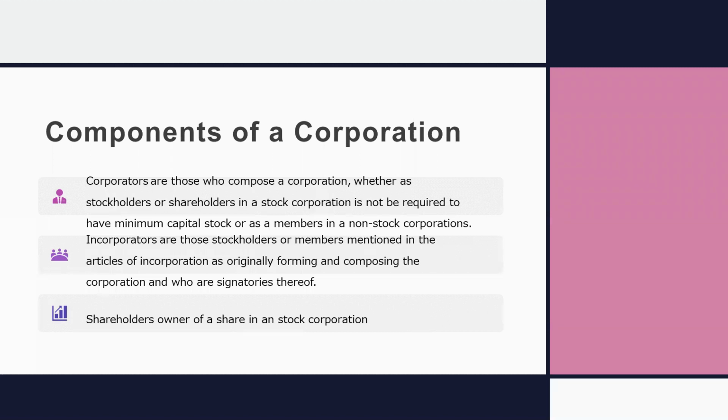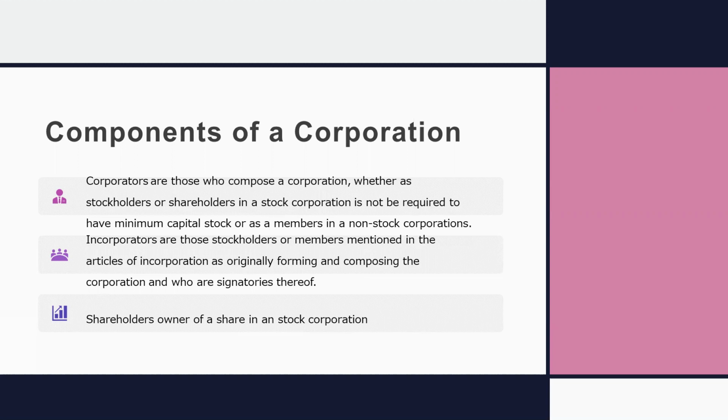components of a corporation. So, who are the ones composing a corporation? First, we have the corporators. Who are the corporators? These are the people, those who compose a corporation. Corporator is a general term, and specifically, a corporator can be a stockholder or shareholder in a stock corporation. It is not required to have a minimum stock or capital stock as a member in a stock corporation. So, corporator is a general term. If the corporation is a stock corporation, they are called stockholders or shareholders. In a non-stock corporation, they are called members.